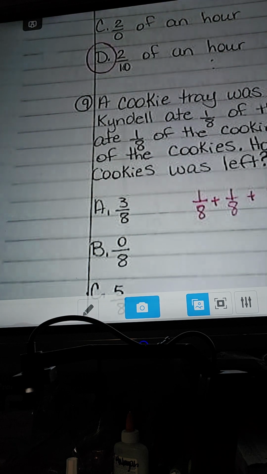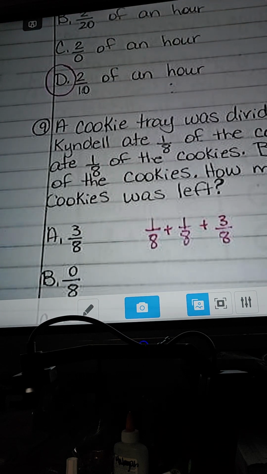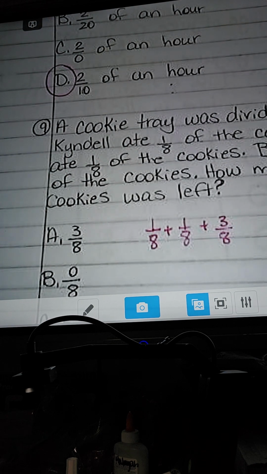Ladies, you gotta find out how much they ate all together first. You can't do anything until you find out how much they ate. That's why I said, what do we do first? I heard a lot of people say subtract. What were you going to subtract? McKinley, you said subtract.